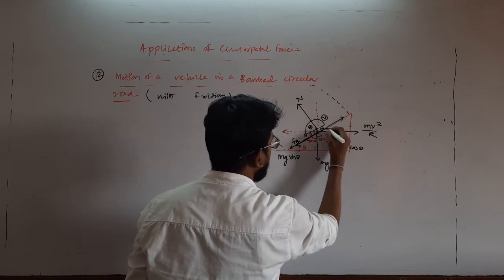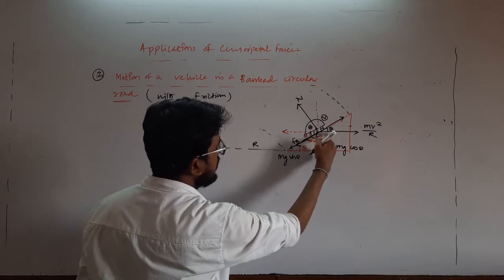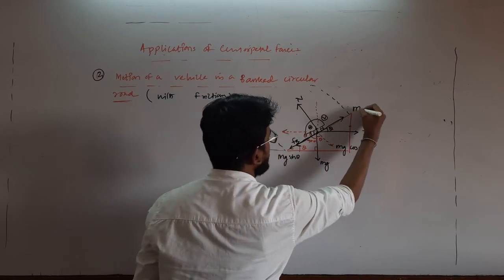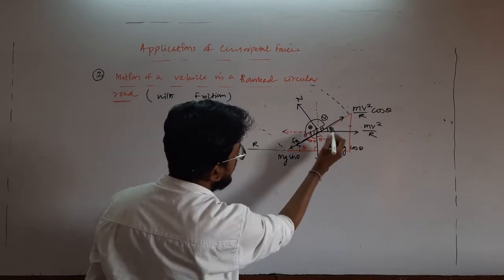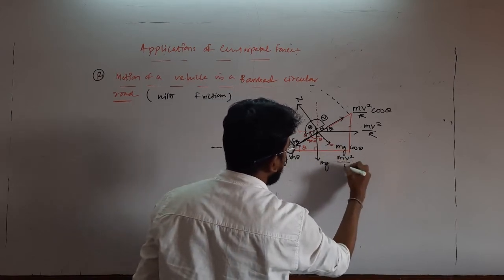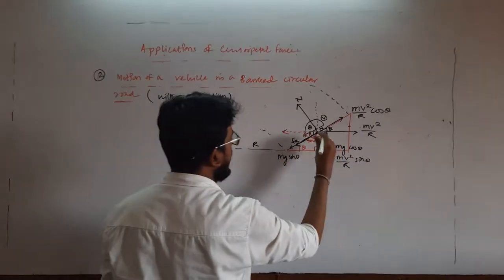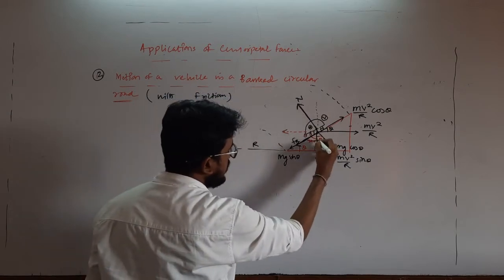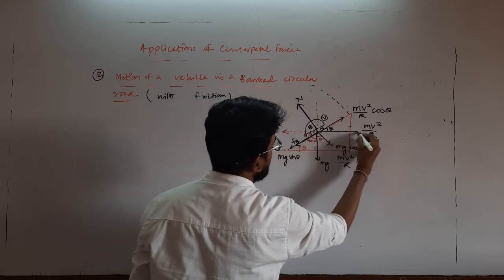And if this angle is theta, this angle will be 90 minus theta, and along this direction again this angle will become theta. So mv square by r will be along this direction, so one component will act along this direction, that is mv square by r cos theta, and another component along this direction, that is mv square by r sin theta, and normal will be along this direction. Clear? So from the free body diagram we will get normal along this direction, weight along this direction, frictional force along this direction, and centrifugal force along this direction.